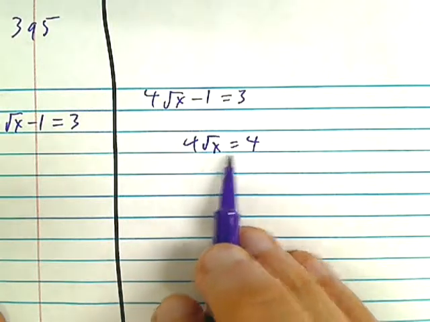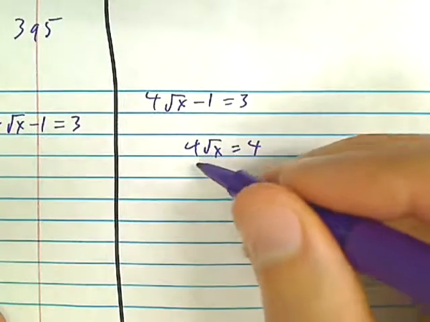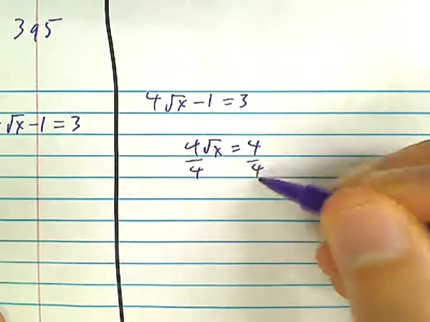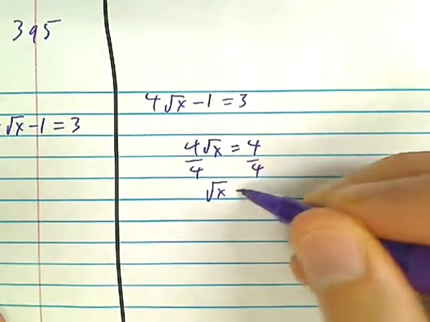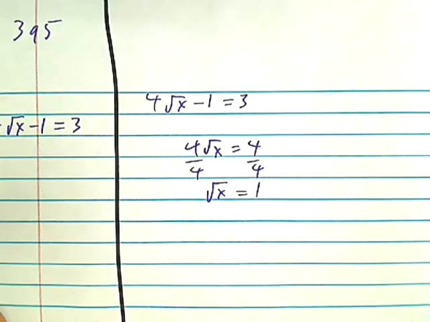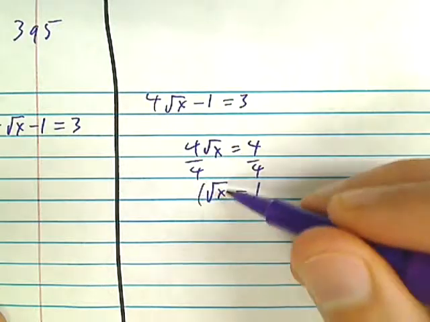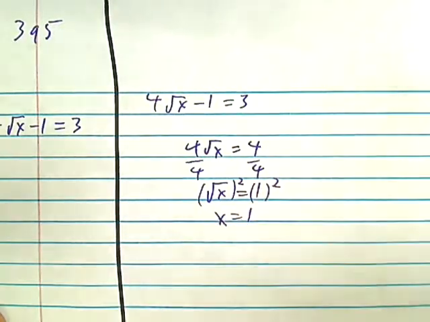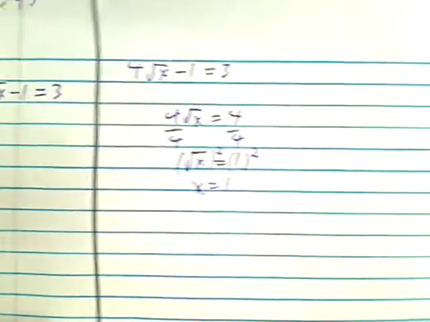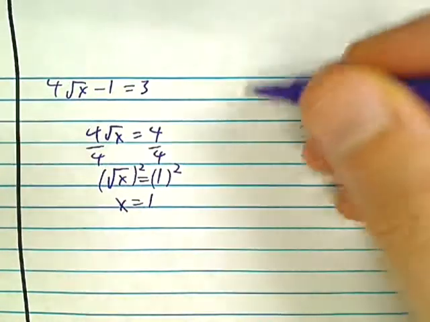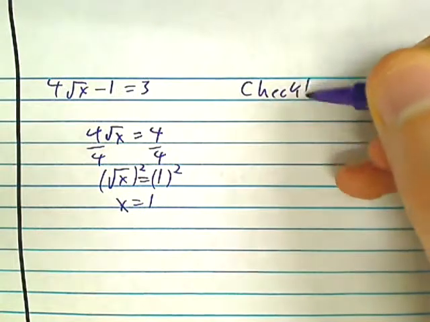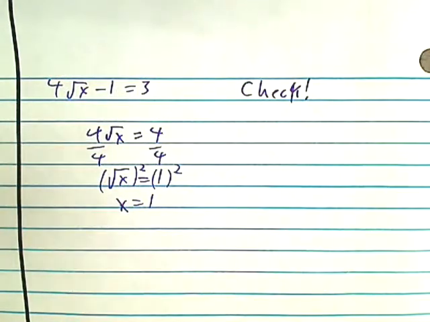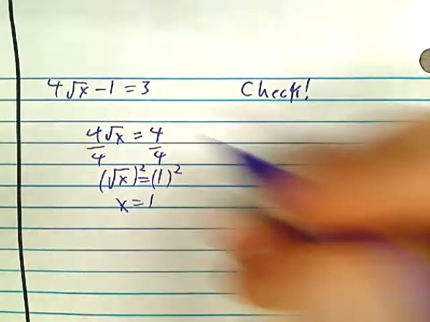Because I just have one term here, I could just square both sides now. It would end up with 16x equals 16. Let's go ahead and divide by the 4 first. And now we're going to square both sides. And x equals 1. And let's go ahead and check this solution. Make sure it actually works in the equation. And I'm pretty sure it will, right?